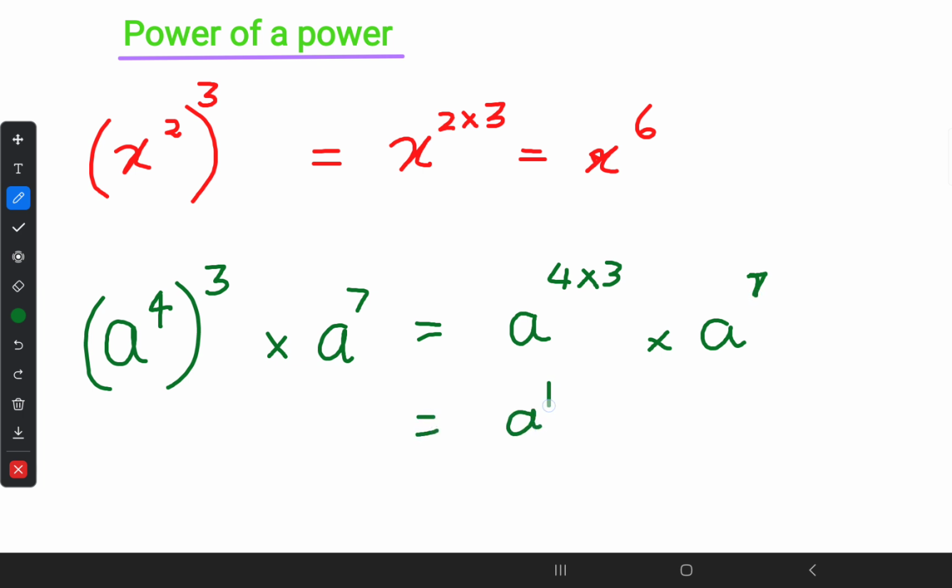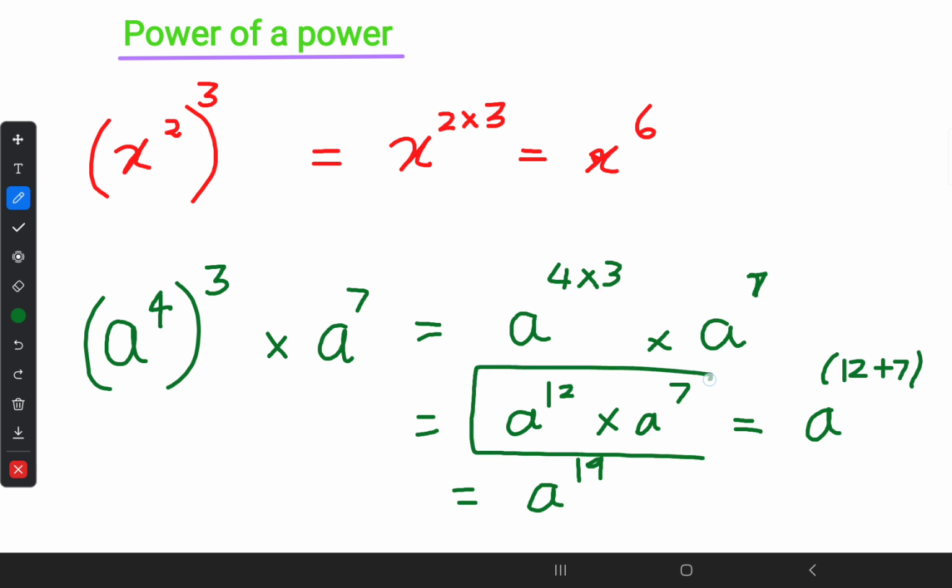A with the power of 12 multiplied with a with the power of 7. Now look at them. Same base multiplication. So while same base multiplication, you can directly add up the powers. So 12 plus 7, it would be a with the power of 19. This is the final answer. If it has a power of a power, you should multiply to get the finalized answer. Thereafter, the calculation would be a with the power of 12 times a with the power of 7, so same base multiplication, directly add the powers.